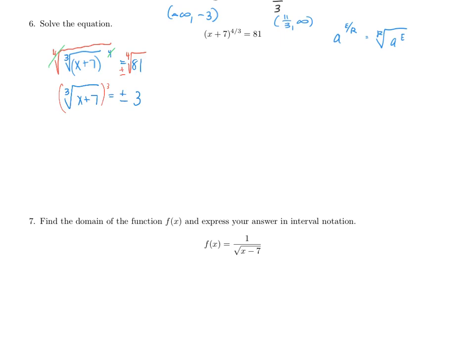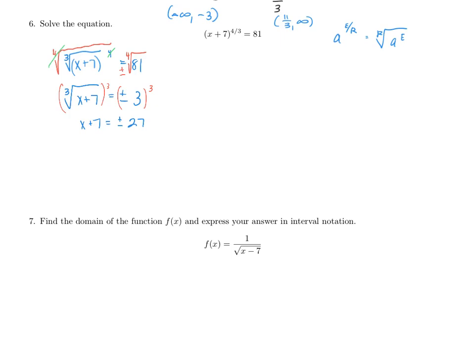Okay, so we're going to cube both sides, and whether it's positive or negative, it's going to end up being whatever it was, so you'll still have the plus or minus. The power of 3 and the cube root undo each other, so we are left with x plus 7, and then we have plus or minus 3 cubed is 27. So 3 cubed is 27, and negative 3 cubed is negative 27.